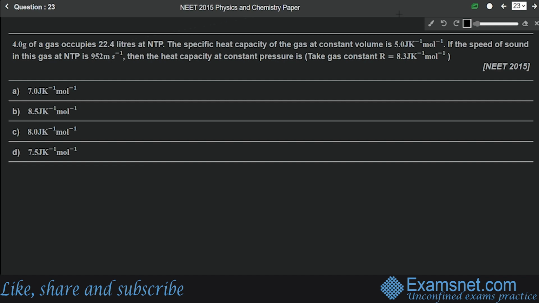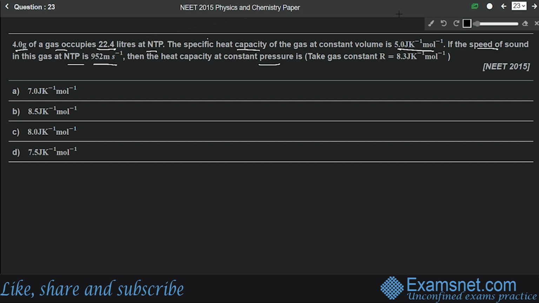Now, the question says 4 grams of a gas occupies 22.4 liters at NTP. The specific heat capacity of the gas at constant volume is 5 joule per Kelvin per mole. If the speed of sound in this gas at NTP is 952 meter per second, then the heat capacity at constant pressure is. So, what are the things given in the question?